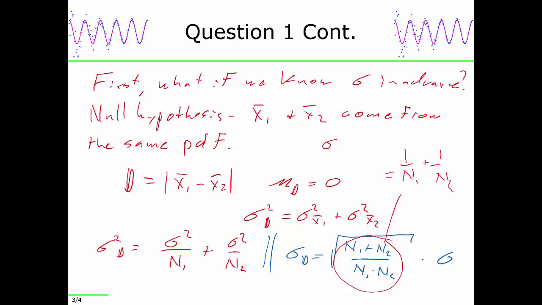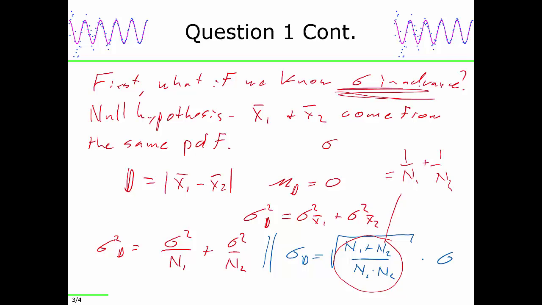That thing in red there is just 1 over n1 plus 1 over n2. Common multiple. You make a common denominator of n1 times n2, and you end up with that expression. Yeah. What's that last sigma there? That is sigma for x. I just left off the x because I'm using the notation in the lecture notes. Everyone okay?